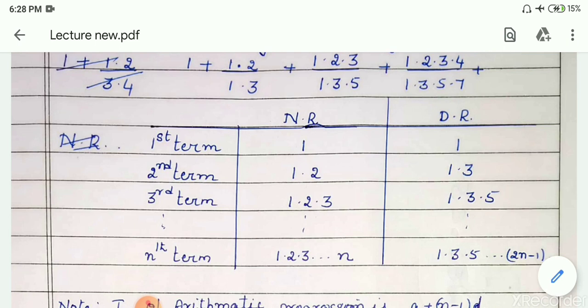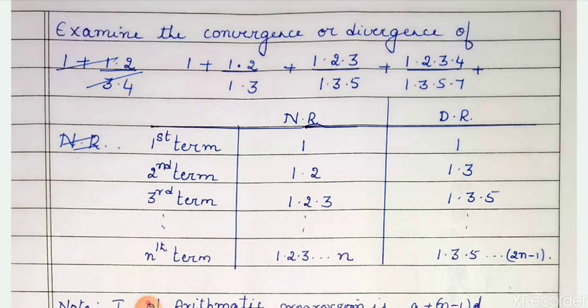Now, here you have to observe the first term has one term, the second term has two terms in the numerator, two terms in the denominator. Third term has three terms in numerator, three terms in denominator, and so on. Now I have given you the explanation separately. First term in numerator is 1. In the denominator also we can take it as 1. Second term is 1 into 2 in the numerator, 1 into 3 in the denominator, and so on.